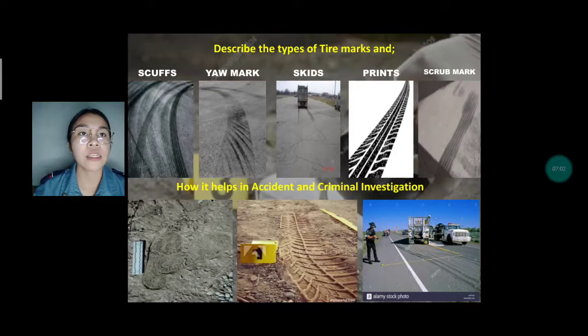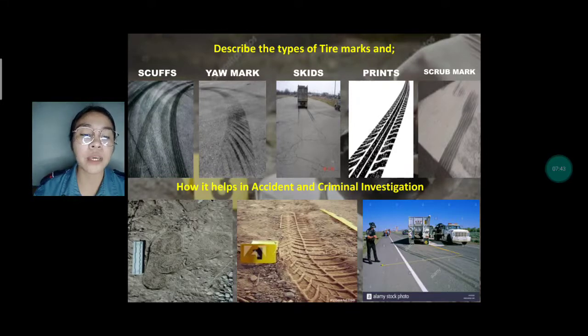Then, next is describe the types of tire marks and how it helps in accident and criminal investigation. So, first type of tire marks is the scuffs. Ito po yung gawa ng rotating or yawing vehicle. Next is yaw mark. It is made by a tire that is rotating and sliding parallel to that wheel's axle. And ito din po yung tinatawag na side slip or critical speed scuff marks. Next is skids. So, it is made by a locked wheel caused by the application of brakes. So, ito po yung biglang pagpreno ng sasakyan.